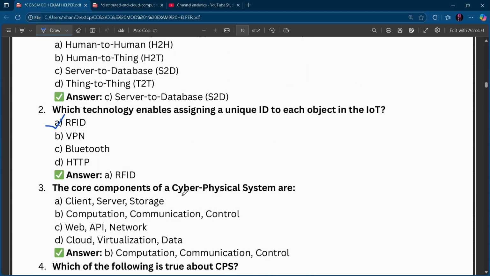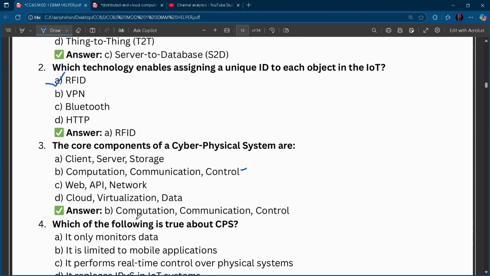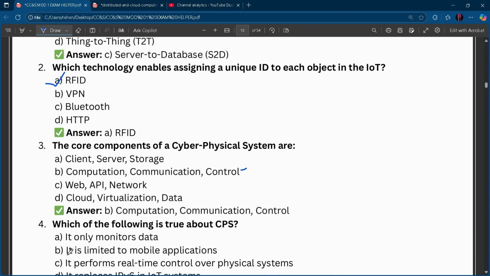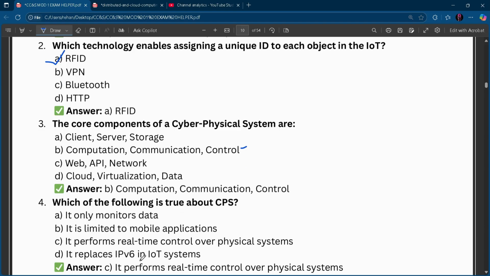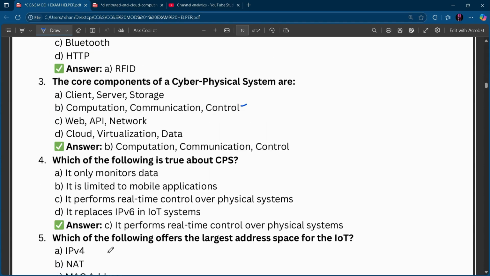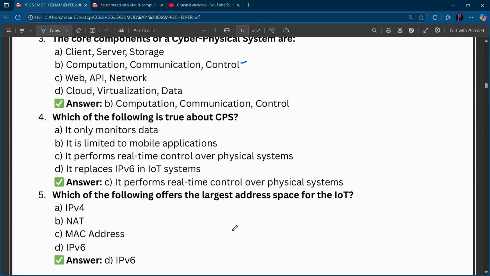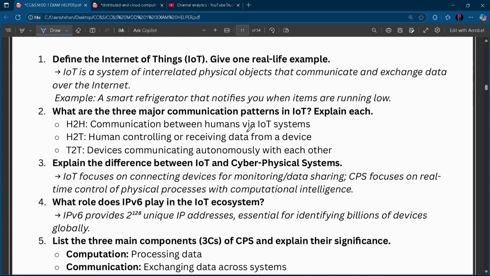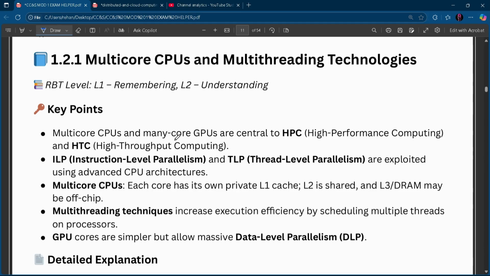The core components of cyber physical systems are: client server, no; computation, see the three C's. Which of the following is true about CPS? It only monitors data, it is limited to. It performs real-time control over a physical system, that is true. Whatever, we knew what the answer was. Which of the following offers the largest IP address? 2 to the power of 128. That's IPv6. A short answer: define IoT things. See all those things with the answer. Then we have to move to 1.2.1, which we will do in the next video.